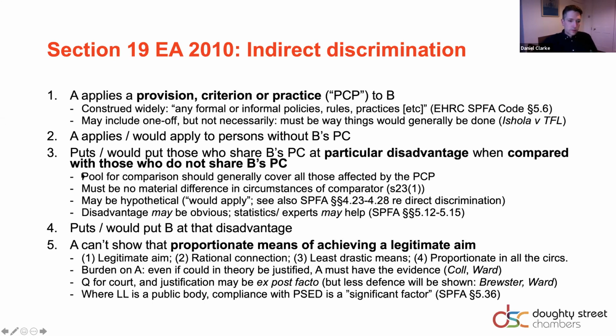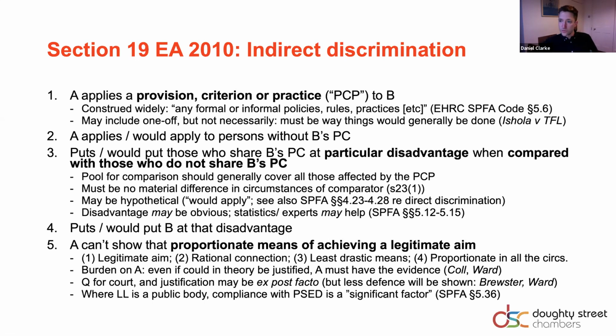Finally, in relation to proportionate means of achieving a legitimate aim, just as a recap, A has to identify, because the burden is on the discriminator, a legitimate aim, that there's a rational connection between that aim and the PCP, that the PCP is the least drastic means of achieving the aim, and that in all of the circumstances it's proportionate. So as I've said, the burden's on A, and it's a question for the court whether or not it's justified.